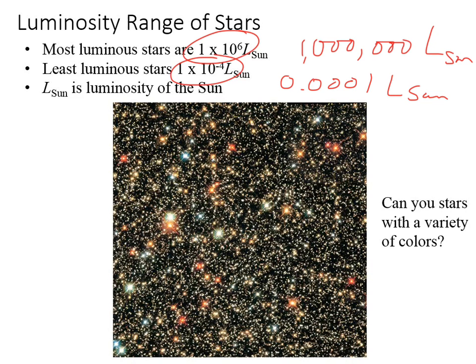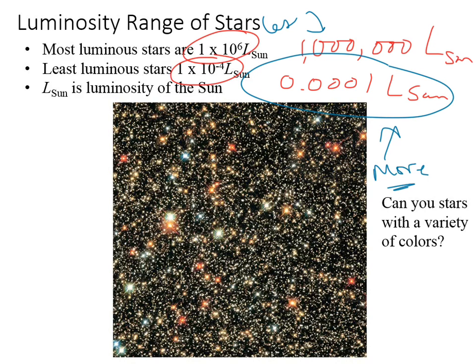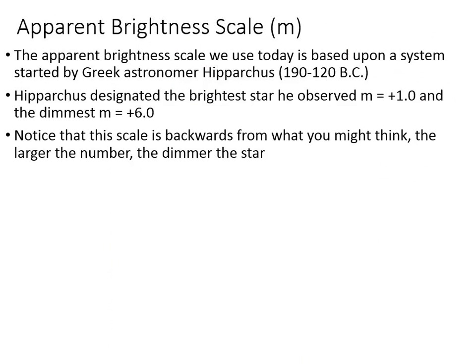While I'm on this, doesn't it seem like those would be hard to see? Yeah, and they are. But what we're going to see is there are a lot more stars that are in that ballpark than this ballpark. Fewer of the brighter ones, but we see the brighter ones instead of the dimmer ones. Makes sense? Well, that's luminosity.